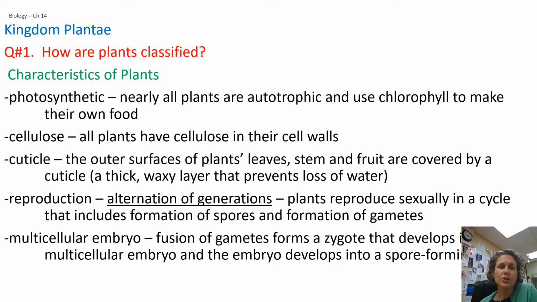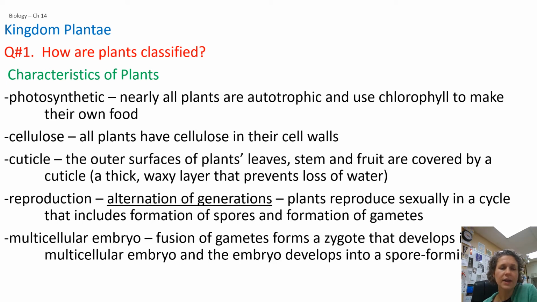All right, then the reproduction, we're not going to go into a ton of it, but it is described as the alternation of generations, because plants reproduce sexually. So, male, female, egg, sperm. They reproduce sexually in a cycle that includes the formation of spores and then the formation of gametes. That's the egg sperm part. And so they go back and forth, and so it's the alternation. We won't go into a ton of it. If you take a botany class ever in your future, you'll go into a lot more of it. But just know sexual reproduction.